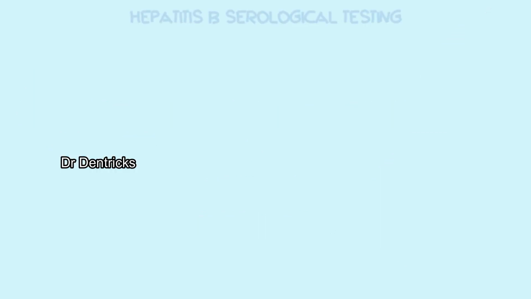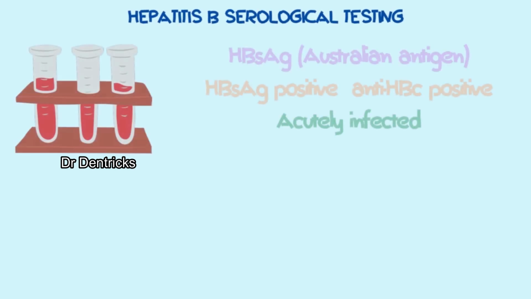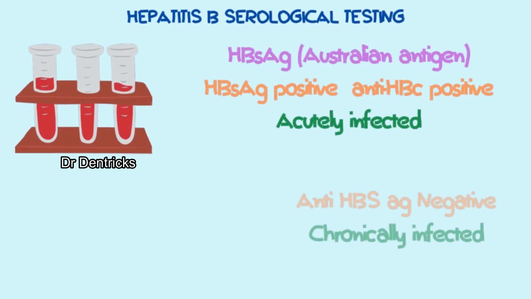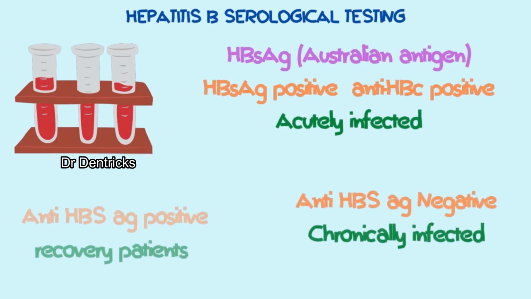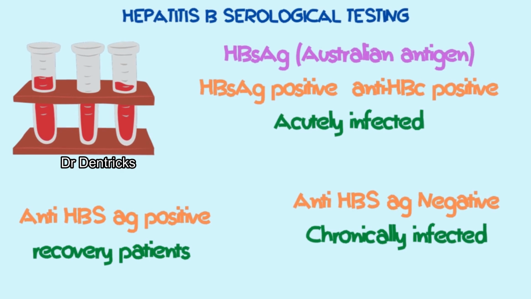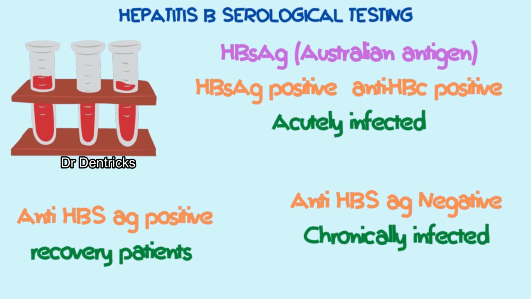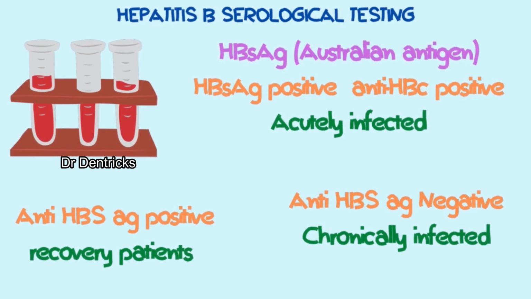Diagnosis of this disease can be done by identifying certain serological markers. In case of acute viral hepatitis, the patient will be positive for HBsAg, that is hepatitis B surface antigen, and also the antibodies against HBc, that is core antigen, will be positive. If the patient has recovered from a past infection, then he will be positive for anti-HBs, that means the antibodies against HBs antigen will be present in the blood. If the patient is chronically infected with hepatitis B virus, then there won't be any antibodies against HBs antigen.